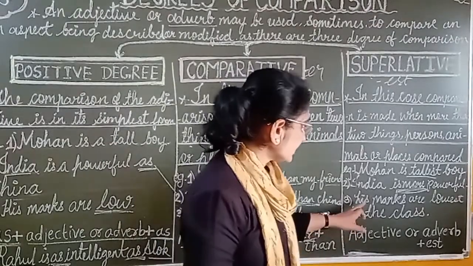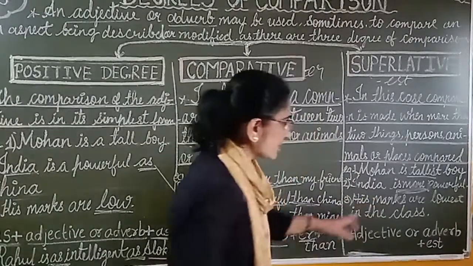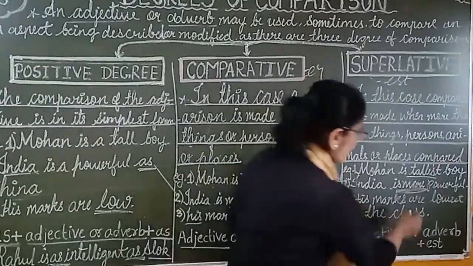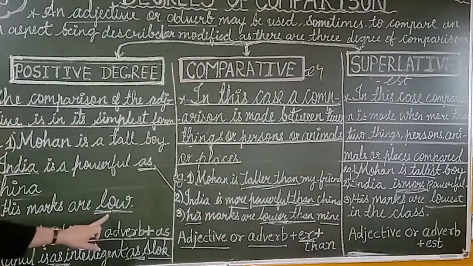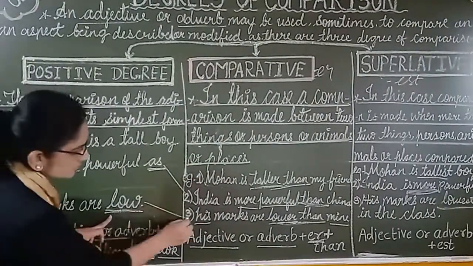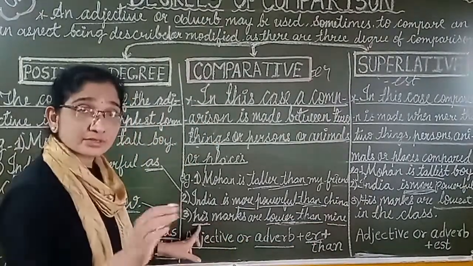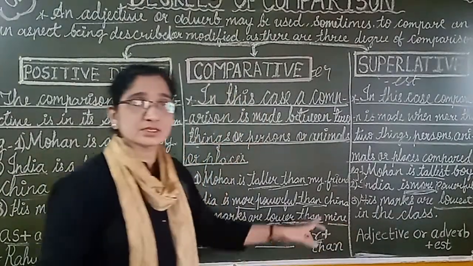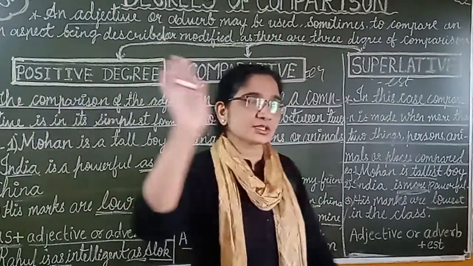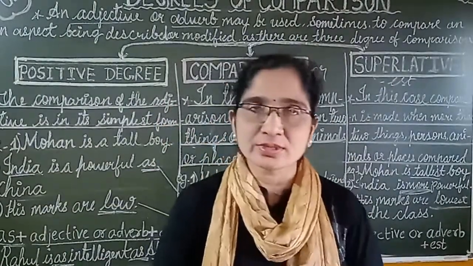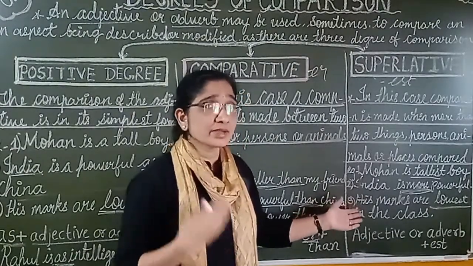Okay. Next one, third one. His marks are lowest in the class. Here the person's name is not written, just his marks are lowest in the class. His marks are low, positive. His marks are lower than mine, comparing between me and the other person. And here the superlative degree, more than two: his marks are lowest in the class, the entire class. There are more students, more persons, that's why it is comparing more than two.